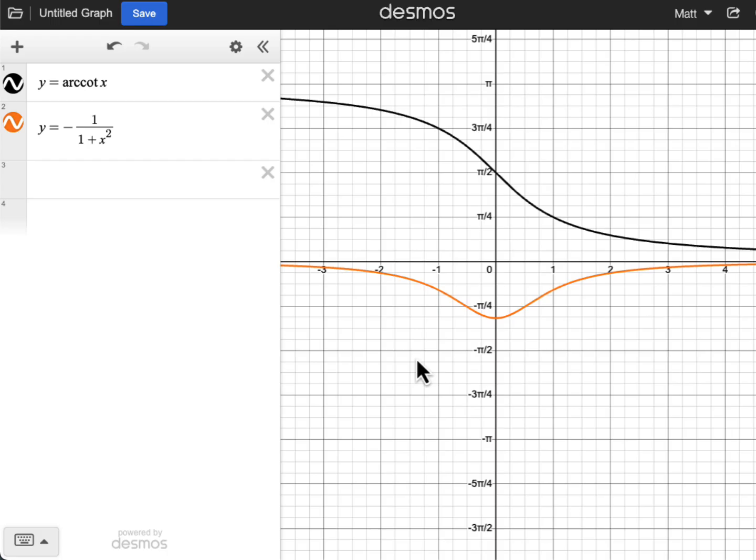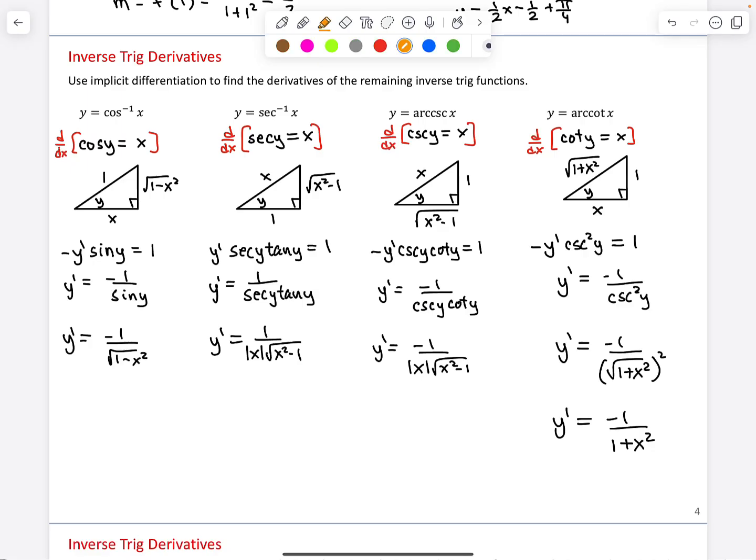Using technology, the graph of arc cotangent is given, and its derivative. Notice that the slopes of all the tangent lines to the black curve will have negative slope, as indicated by those negative outputs of the orange graph of the derivative. All right, notice a few things before we move on.